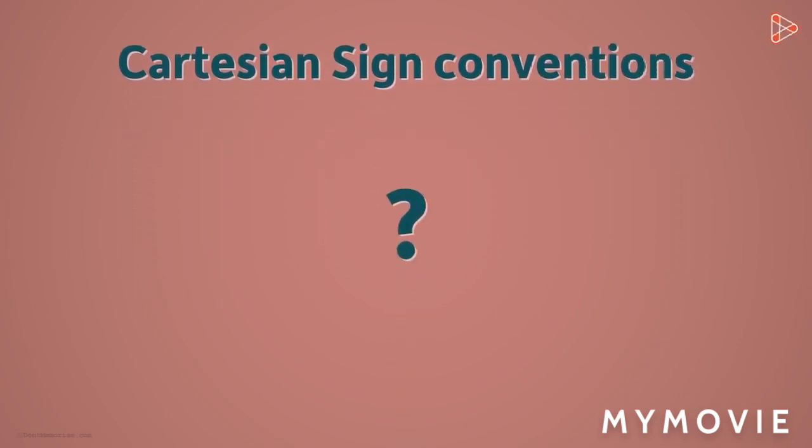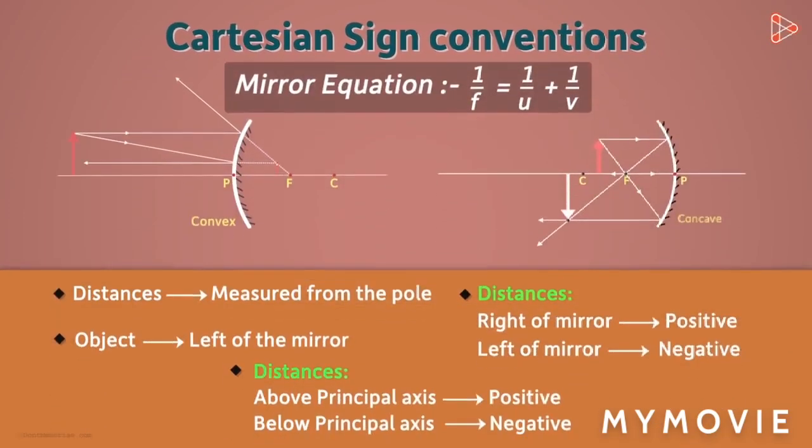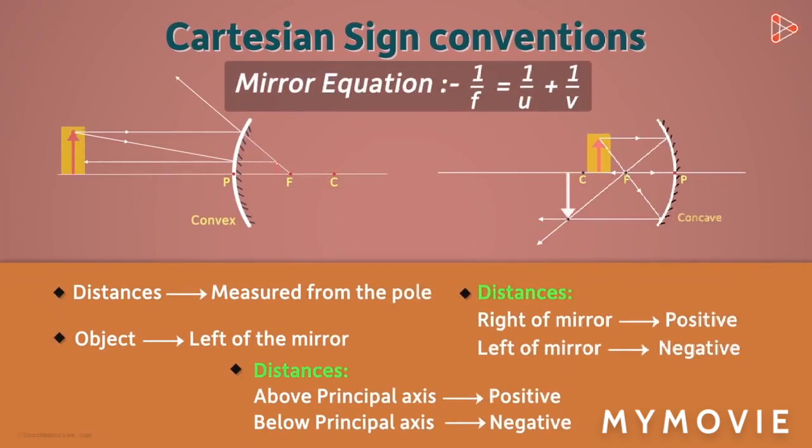Do you remember the Cartesian sign conventions we'd seen for spherical mirrors? Here they are. The object is always placed to the left of the mirror. Distances are always measured from the pole. Distances to the right are positive and to the left are negative. And distances above the principal axis are positive and below it are negative.